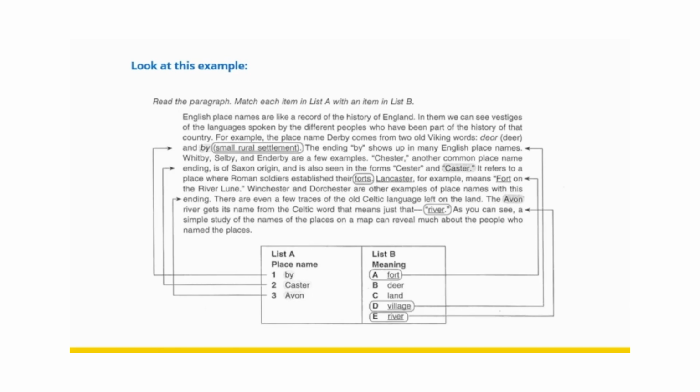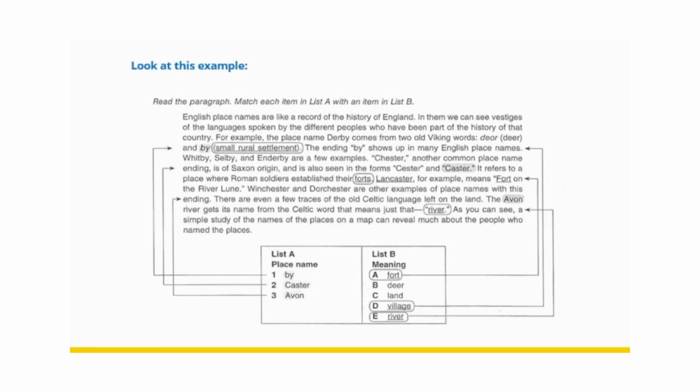And the last one is about Avon. So I found the word Avon. I highlighted that word and now I'm going to read it. The Avon River gets its name from the Celtic word that means just that, river. So this one was easy. That means Avon is river. That's the name of the river.